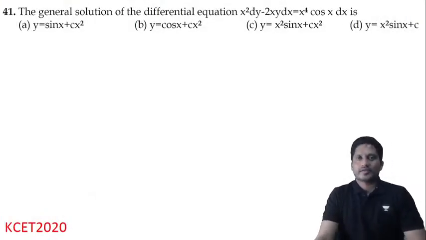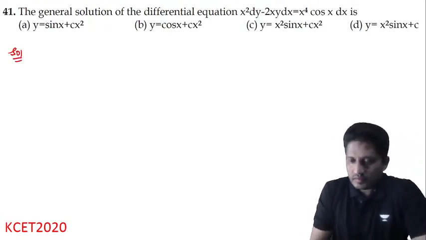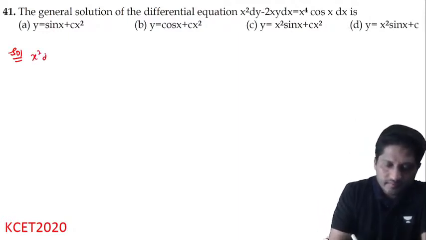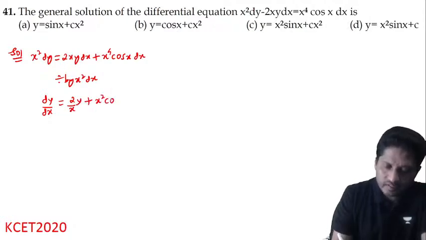The general solution of the differential equation is, okay, now I can write this as x square into dy is equal to 2xy into dx plus x to the power of 4 into cos x dx. Okay, if I divide by x square into dx, this becomes dy by dx is equal to 2 by x into y plus x square into cos x.